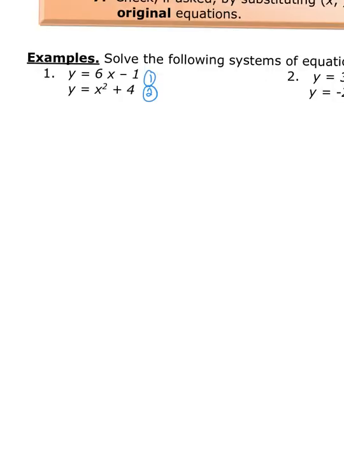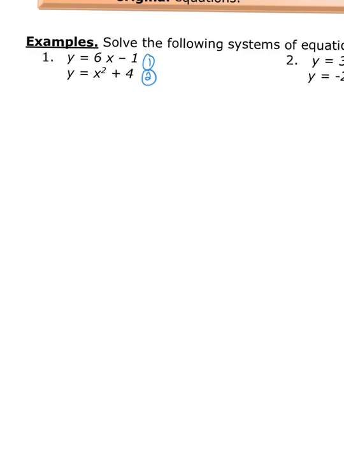In this first example, I am given a linear equation, y equals 6x minus 1, and a quadratic equation, y equals x squared plus 4, and I want to solve the system. I've already labeled equation 1 and equation 2. Both equations have the variable y isolated, so I do not need to rearrange either equation. So I can complete step 3, which says sub one equation into the other equation.